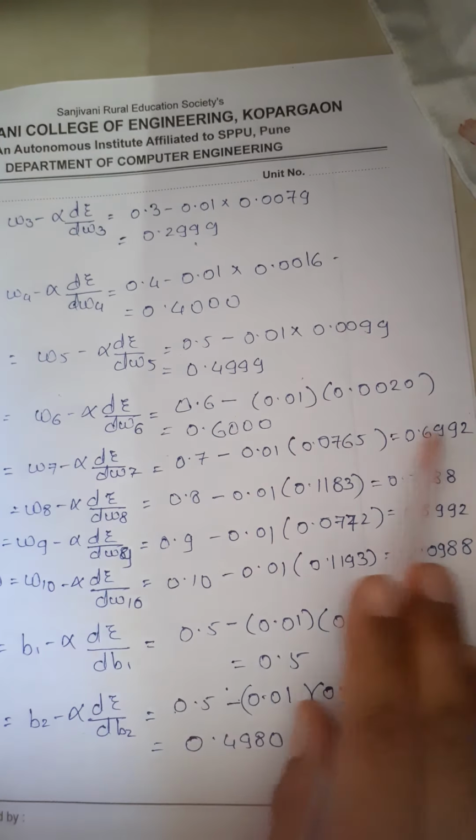Okay, go for W8. So if you go for W8, what is the value you get? 0.7998. Okay, go for W9, you got it. W10. Okay, so I hope you got till here. Right now, what you have to do further is B1 also. You have to modify B1 also. Okay. So in this way, we are modifying B1. So we have computed the value.